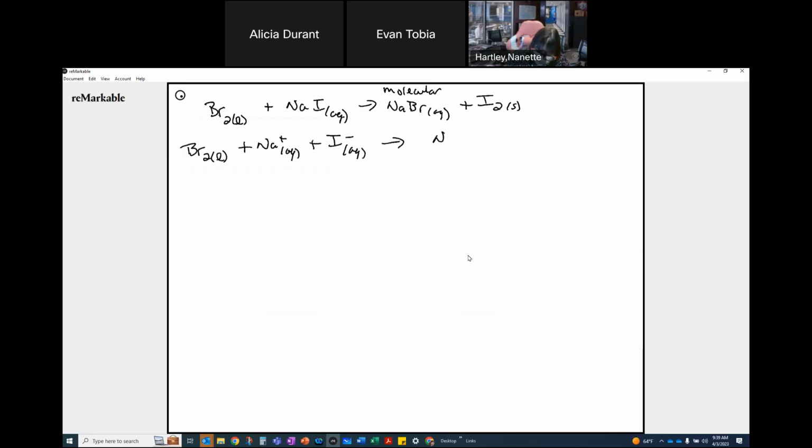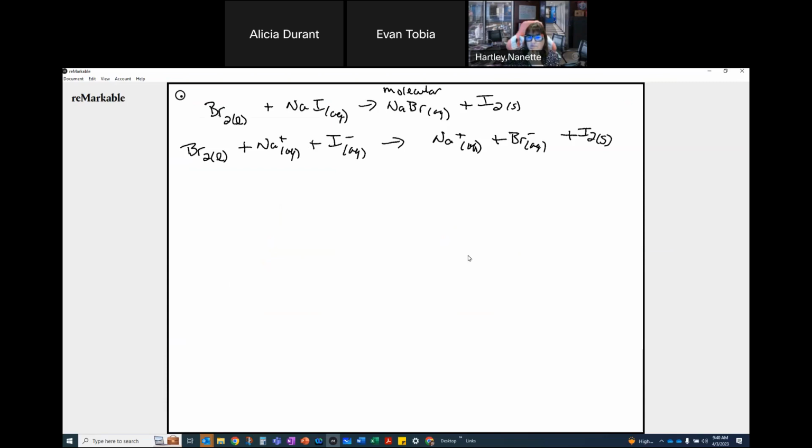And of course, that's going to go to Na plus on the other side, and a Br minus, because both of those are aqueous. And then the I2, which is a solid, stays as a solid. The Br2 is still a liquid. So those two stay together. They don't come apart. But anything that's aqueous is going to come apart, and that's going to show the ions. So that's where we get this Na plus and the I minus, because the cation comes apart from the anion in water. Okay.